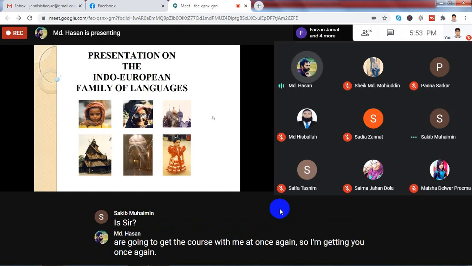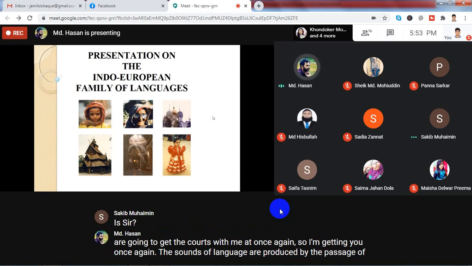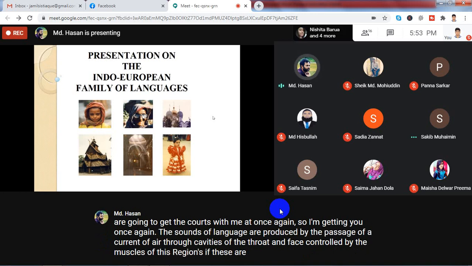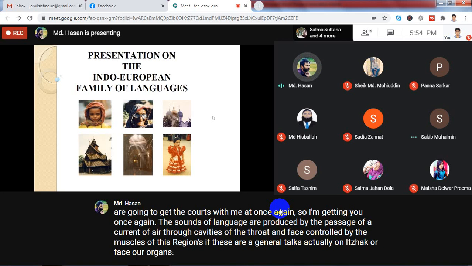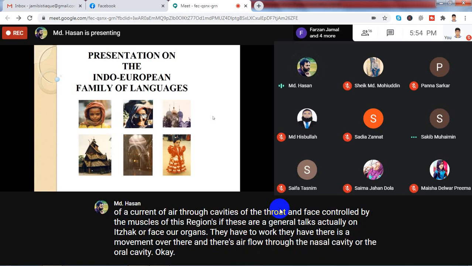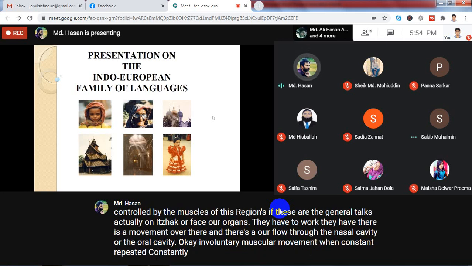The sounds of language are produced by the passage of a current of air through cavities of the throat and face controlled by the muscles of these regions. These are the general talks. When you talk, our face, our organs have to work. There is a movement over there, and there is airflow through the nasal cavity or the oral cavity. Any voluntary muscular movement when constantly repeated is subject to gradual alteration.